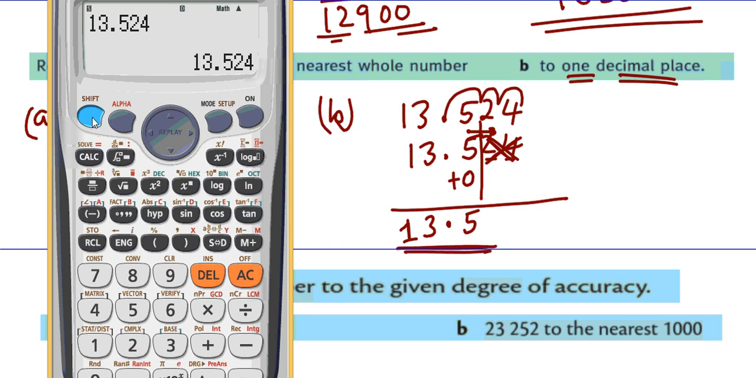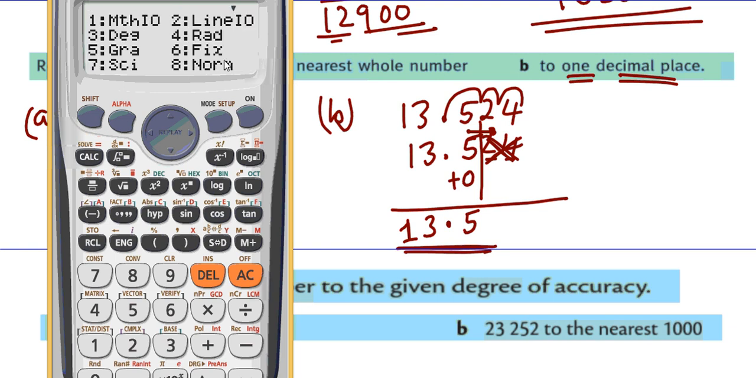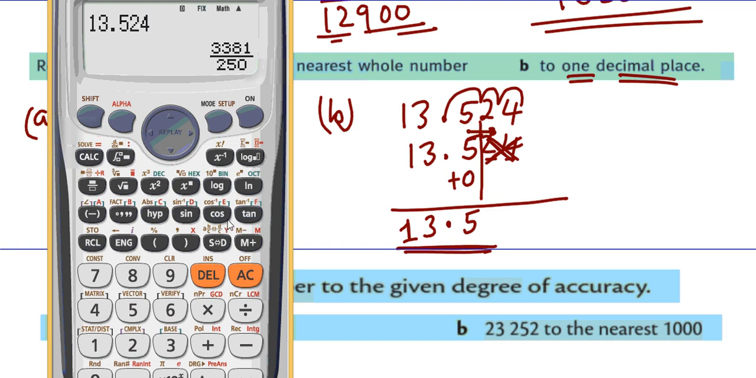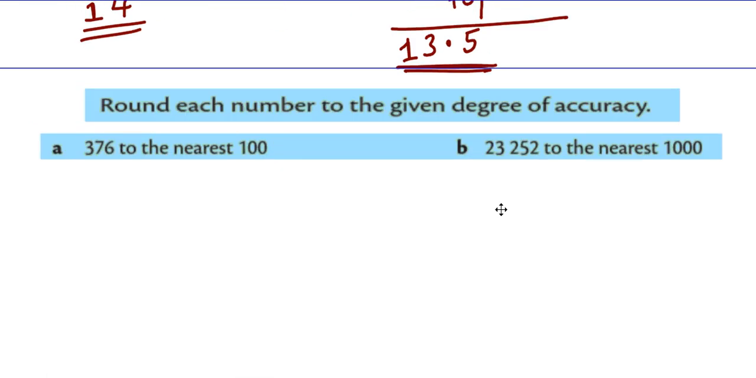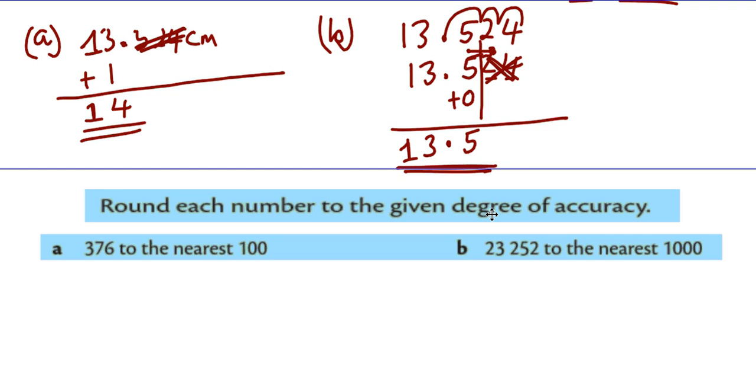Then you have to fix that to one decimal place. That means you press button 1. You see? You'll be getting 13.5, which is the same as our answer. Right? So you can use a calculator to quickly check your answers.